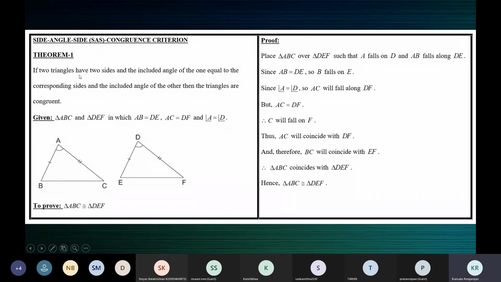So if two triangles have two sides and the included angle, see here, SAS. If two triangles ABC and DEF have two sides AB, DE, AC, DF, let's see what it is. Have two sides and the included angle of the one. So in triangle ABC, we say AB, AC, and the included angle A.